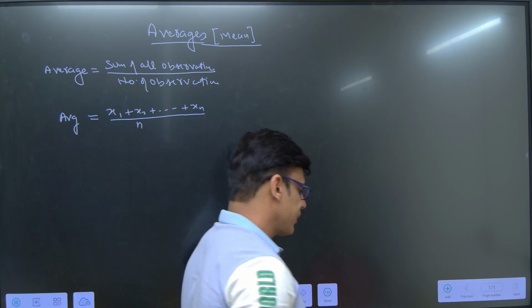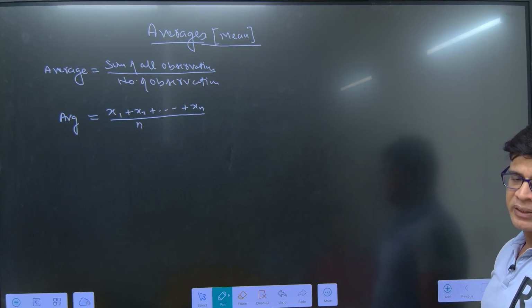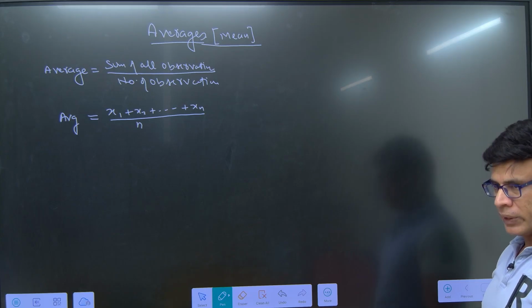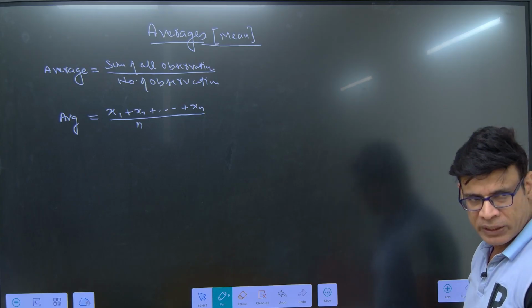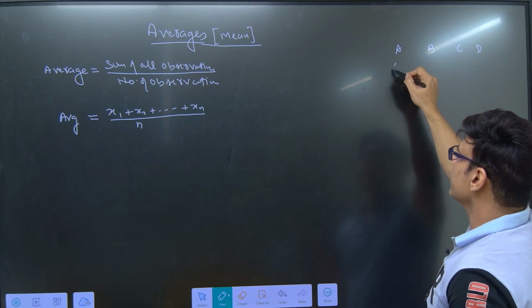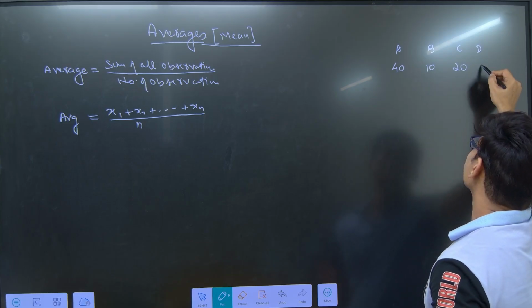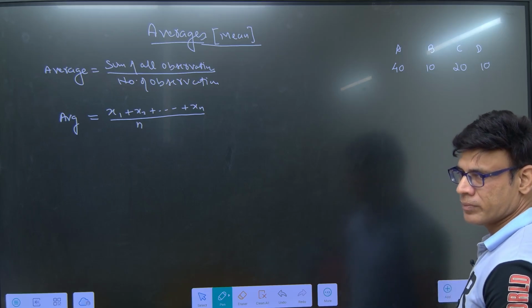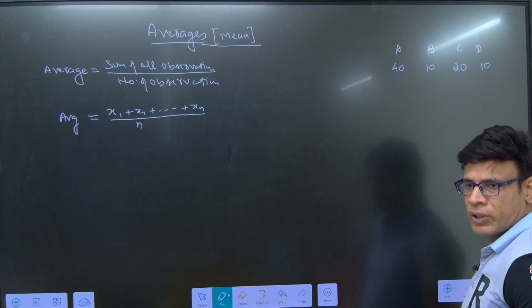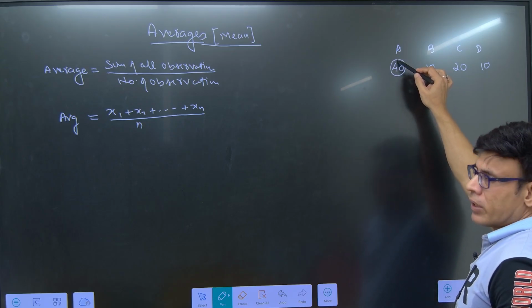So when I say average, the average marks in maths of 4 students in a class is 20, right? It does not mean that each student has scored 20 marks, but on an average they have scored 20 marks. For example, there are 4 students, A, B, C and D. Suppose A has scored 40 marks, this one has scored 10 marks, this one has scored 20 marks, this one has scored 10 marks, right? Now, when I have to find the average, I'll simply add them and divide by 4, which will give you 20.